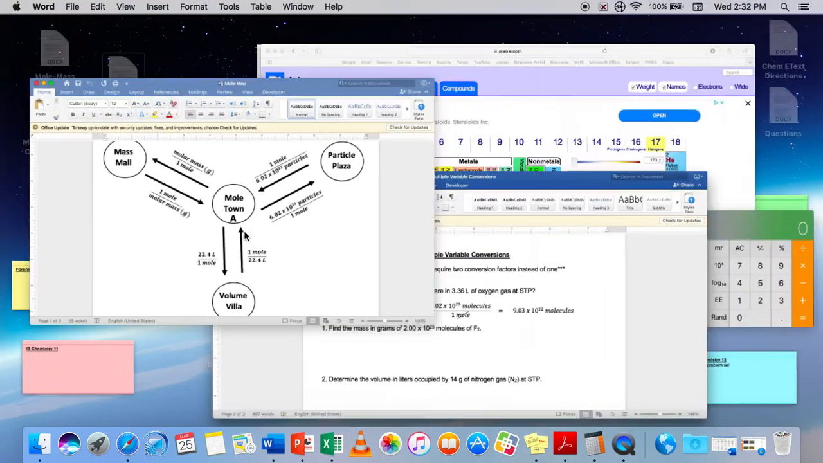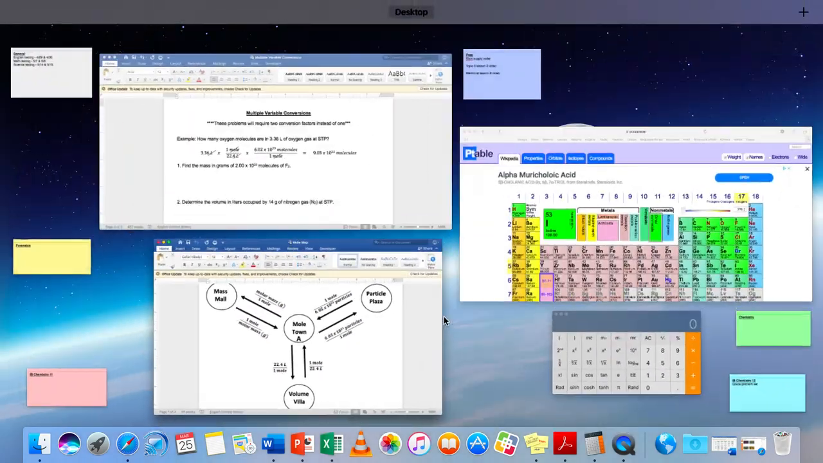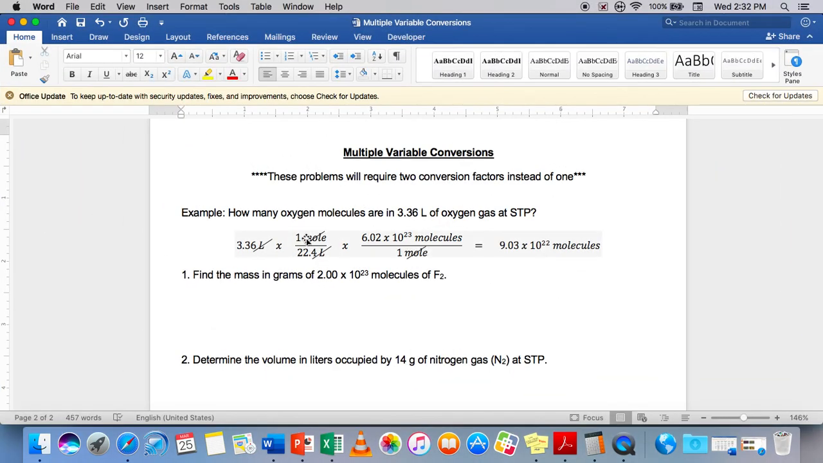The first step is to convert to moles. If we look at our mole map, in order to go from volume to moles, we have to go straight up: 1 mole divided by 22.4 liters. This is the conversion factor I want you to use, and that's already given there to you. 1 mole on the top, 22.4 liters on the bottom. We do this so that the liters will cancel. By doing this, we're now in moles.